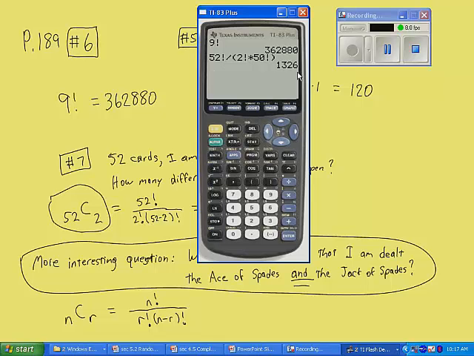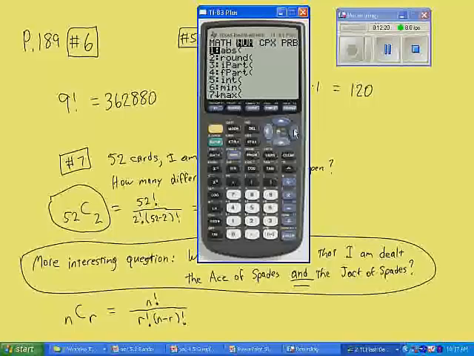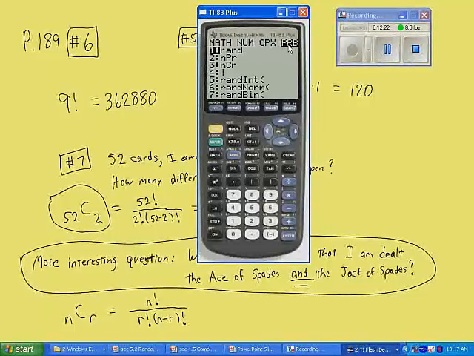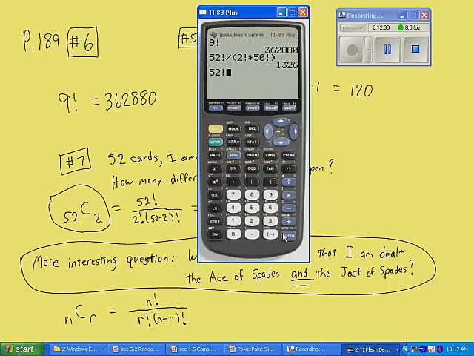Yes? How do you get the guesstimation on that factorial? That's what I was trying to show you guys. Hit the math key. So like, let's say I'm doing 52 factorial. Hit the math key. Move over with the right arrow until you get to probability. See that probability? And then it's choice number 4. So if I move down to 4 or if I press 4, it'll type that factorial for me.